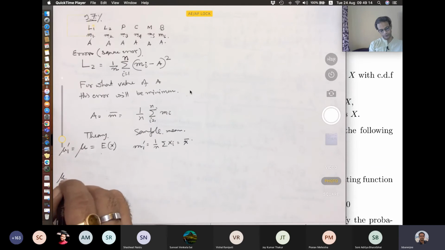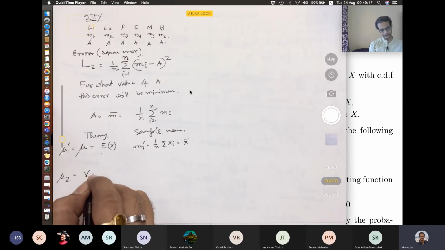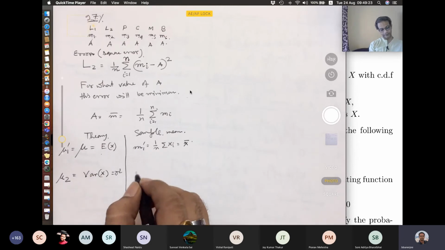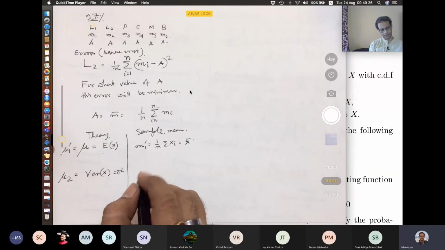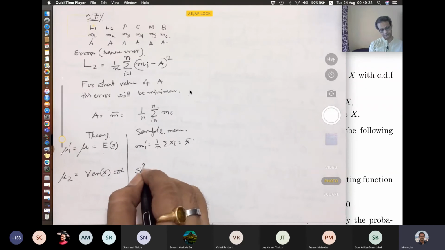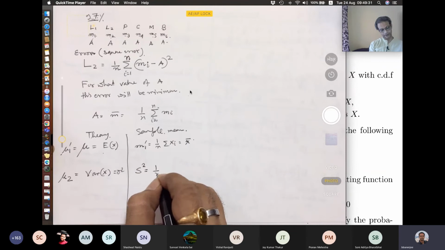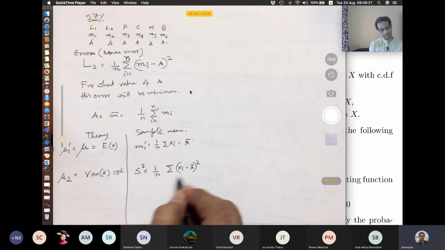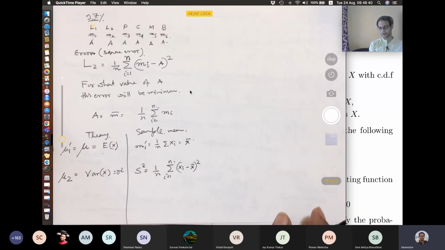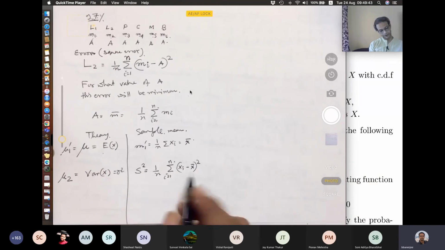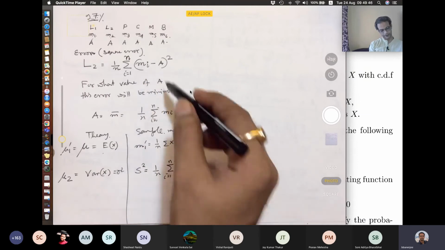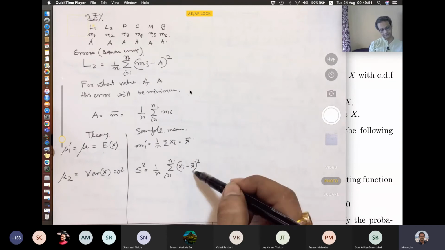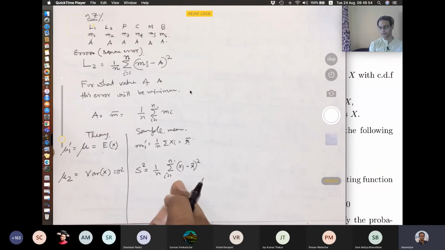So mu2 is the variance of x, which is sigma square, that you know. The sample version, let us call for the time being s square, is 1 upon n sum over xi minus x bar whole square. Here, in place of m for this example, I am writing x in general, and x bar is the sample mean. So this is the sample version of variance.